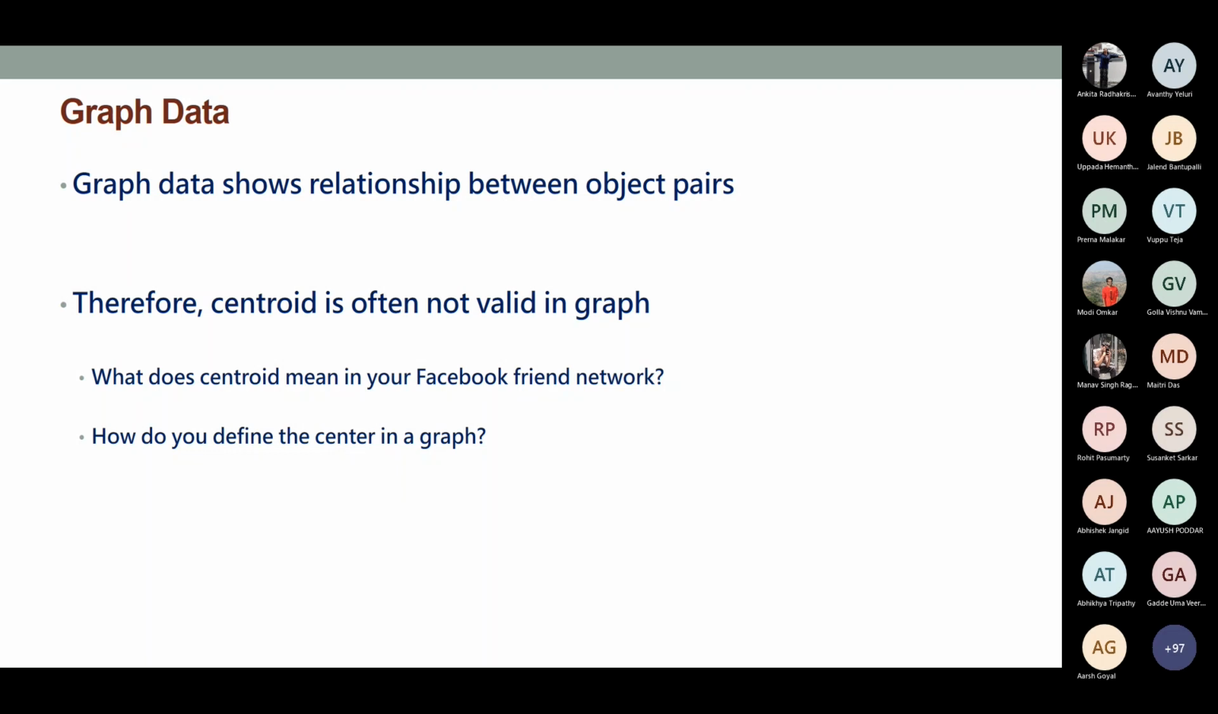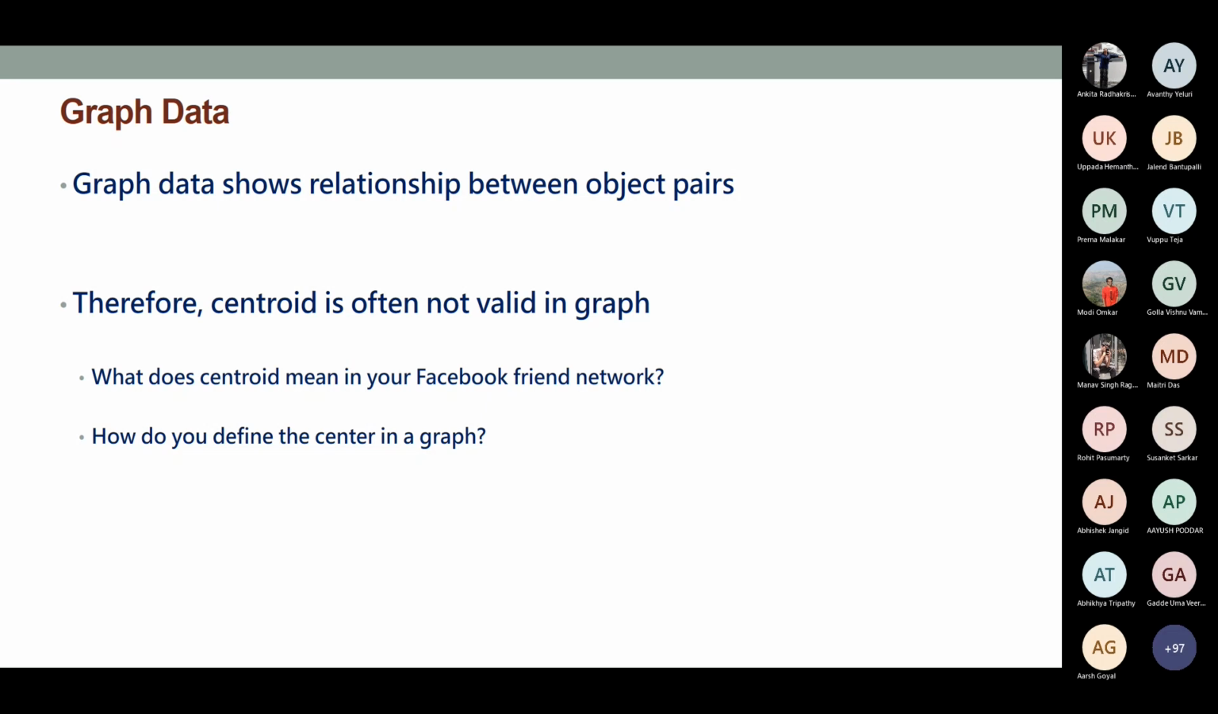So the main attraction of any graph data is that it shows the relationship between pairs of objects. We have to convert this information to find out other interesting things, like communities, and so on and so forth.